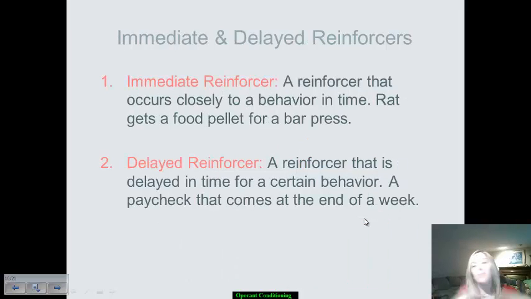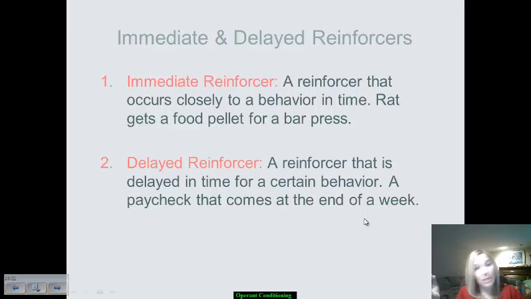There are also, as if we haven't confused you enough, in addition to all of this, immediate and delayed reinforcers. So in these scenarios, they are exactly as they sound. Immediate reinforcers are ones that happen very close to that behavior in terms of time frame. Okay, so if you think back to the operant chamber, the Skinner box, a rat gets a food pellet anytime it presses a bar after a series of learned behaviors. That is immediately being reinforced, okay?